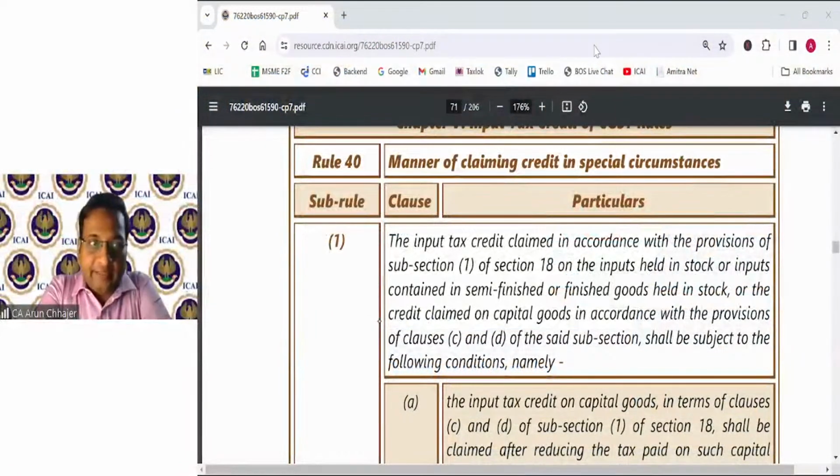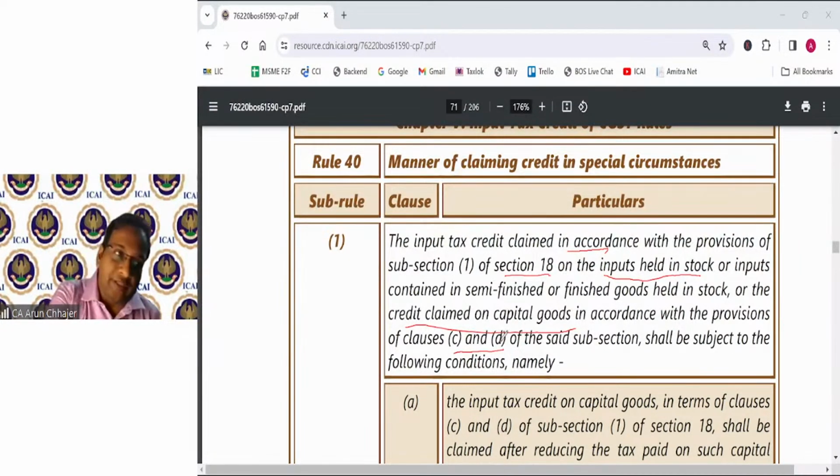Rule 40. What is the relevance of Rule 40? Manner of claiming the credit in special circumstances. Okay. ITC claimed in accordance with section 18 subsection 1 on the input held in stock, or credit claimed on the capital goods in accordance with the provision of the C and D clause, shall be subject to the following.